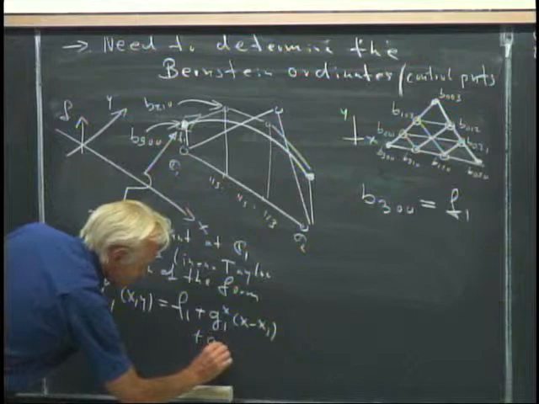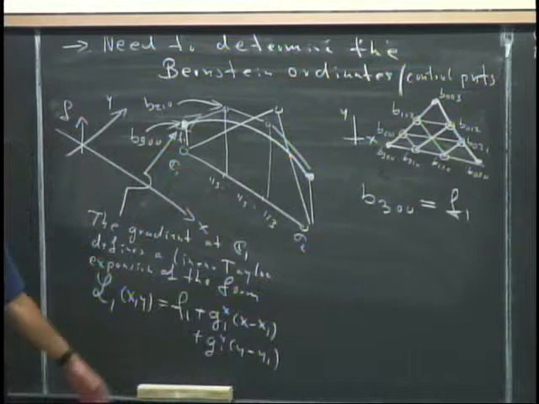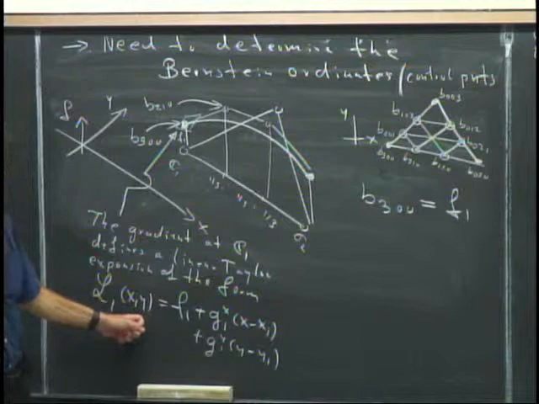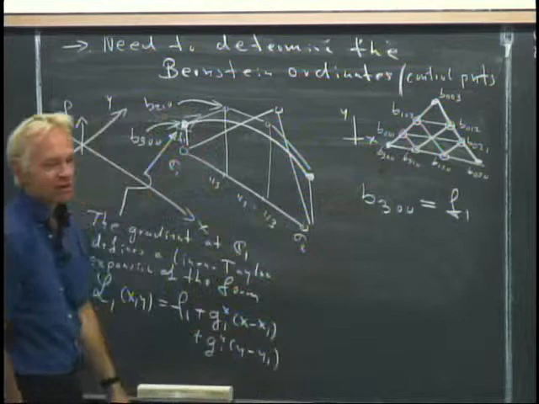This is a linear function, a linear polynomial of the form a plus bx plus cy, when you multiply it out, which passes through this function value and has this gradient. When you differentiate it, you get this gx and gy gradient. Okay, so now this function of x and y, you can evaluate anywhere. Particularly, you can evaluate it there and there. Actually, you only need to evaluate it there and there to get these two values from that corner.